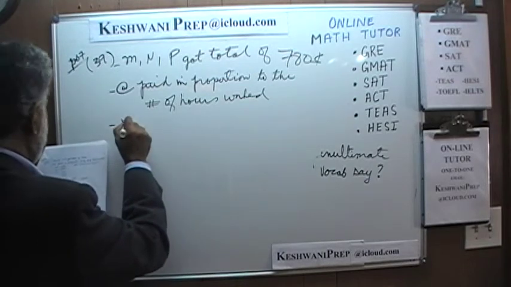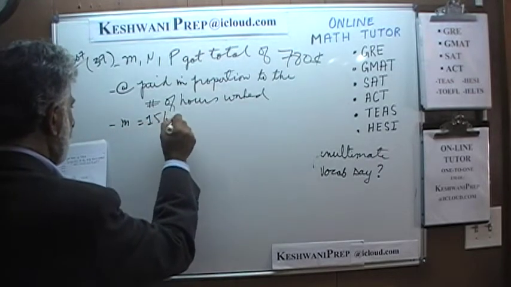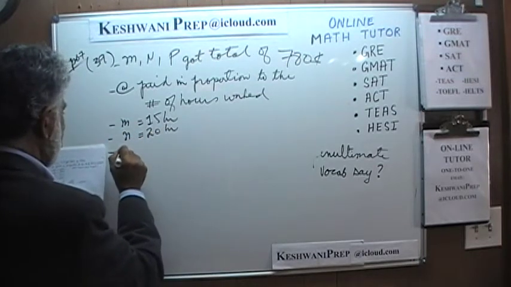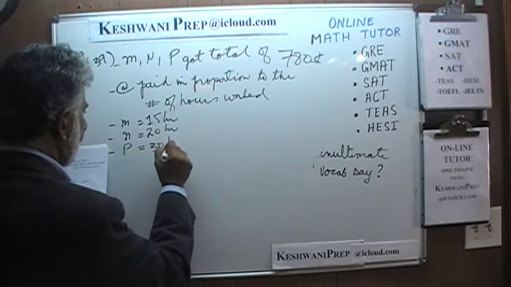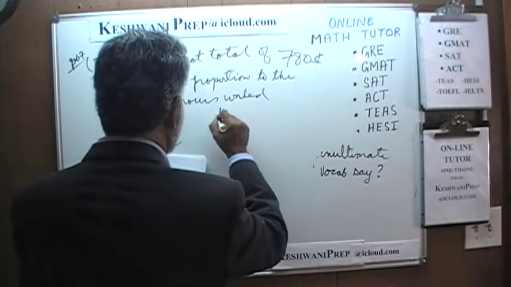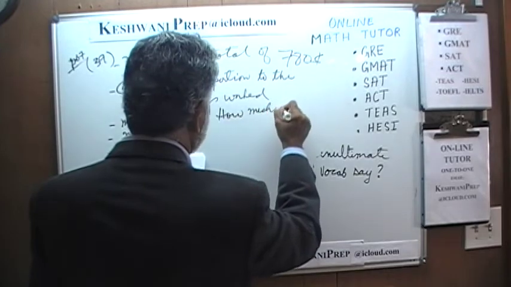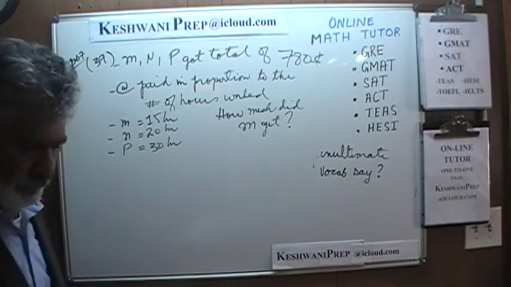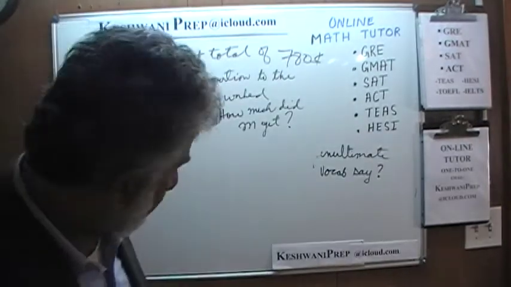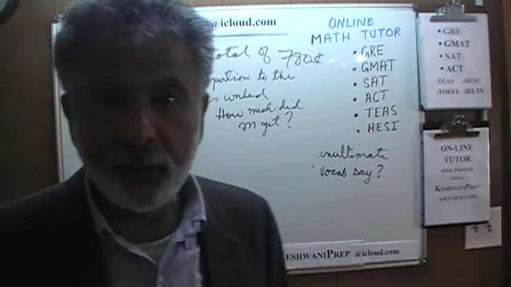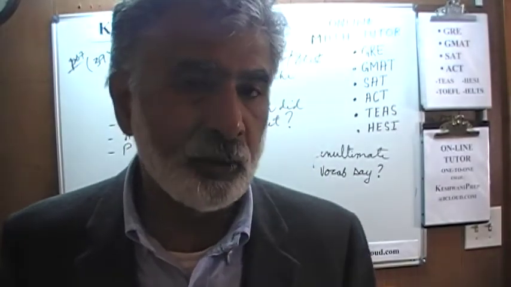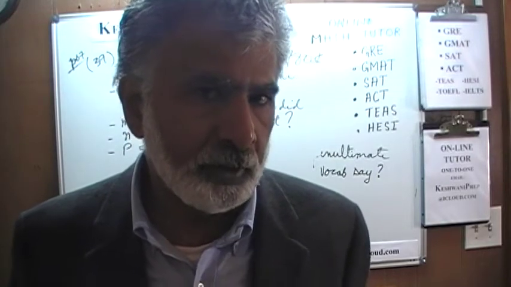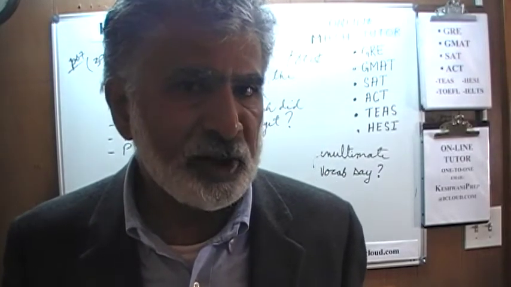We are told that M worked 15 hours, N worked 20 hours, and P worked 30 hours. The question is, how much money did M get? They did not get an equal amount. They did not take $780 and divide it equally among the three people, because they did not do an equal amount of work. The one who put in the most hours will get the most money. The one who put in the least hours will get the least money. They're dividing it strictly proportionally.